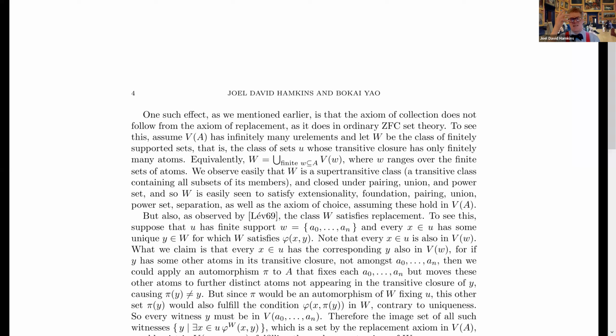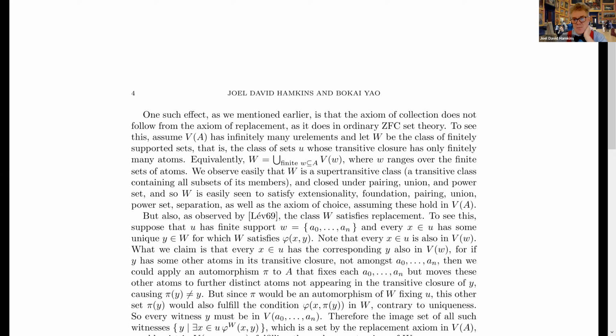So it's a kind of lesson that when you have a lot of automorphisms of the universe, then replacement becomes very easy, because it's too hard to have a unique witness, because there's all these automorphic copies of the thing. And so it's a hint that replacement is maybe not really what you want when you're in a highly non-rigid universe.